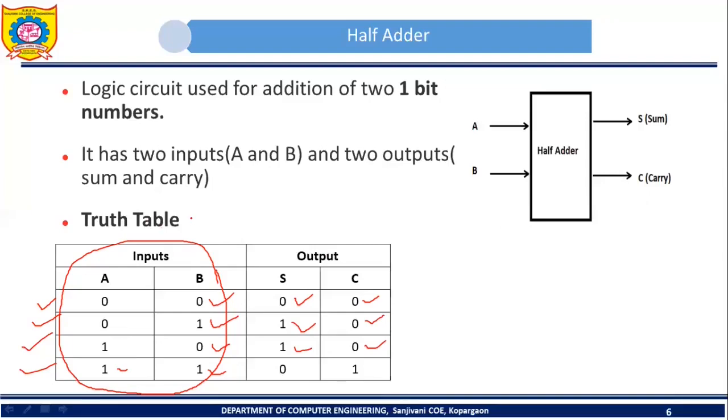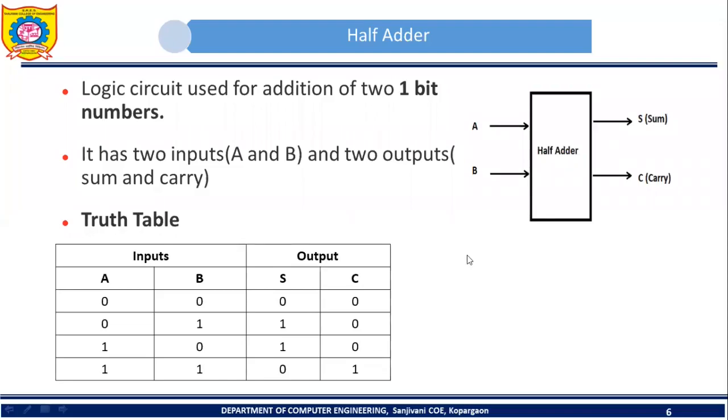Now here we know we have different types of K-map: 2 variable, 3 variable, 4 variable. So what type of K-map should be used here? It will depend upon the number of inputs. See here, how many inputs are present in this truth table? 2 inputs are present, A and B. So that's why we should use the K-map which has 2 variables, that is the 2 variable K-map.